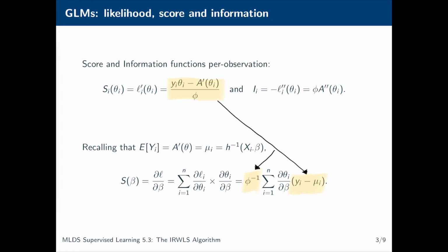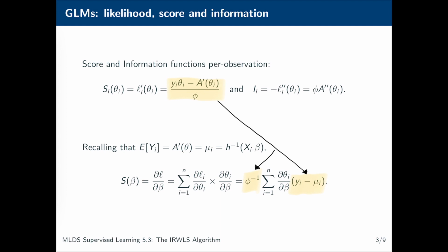So returning to our GLM likelihood then, the resulting score and information functions for our GLM model can be found by differentiating the log likelihood with respect to the model parameters theta to obtain the following expressions. However, what we're really interested in here is our likelihood and score functions in terms of the regression parameters beta, not the parameters theta.